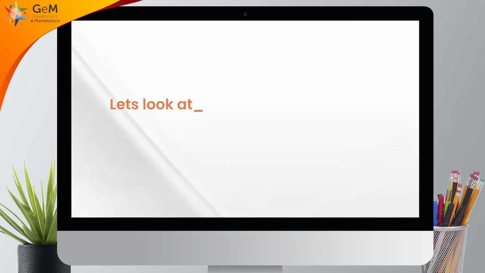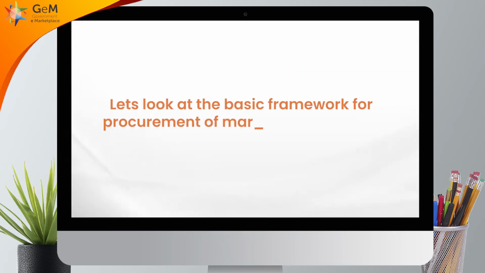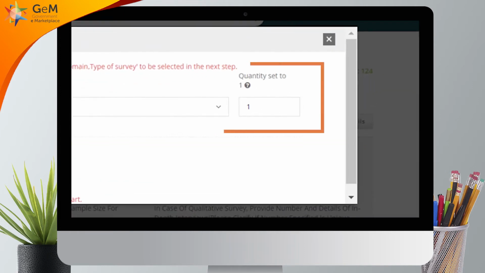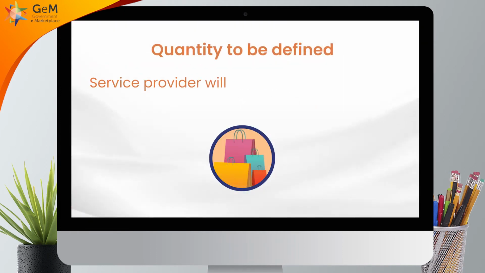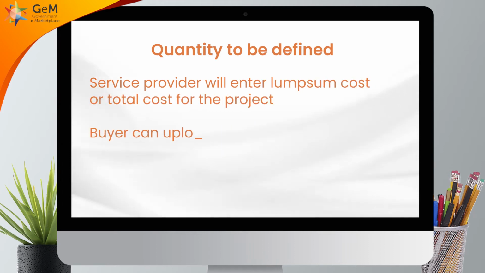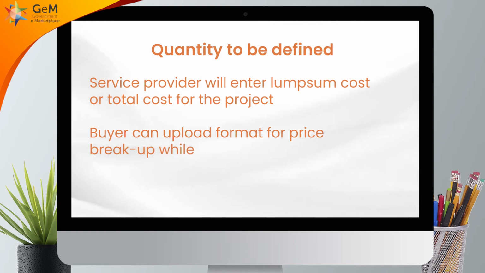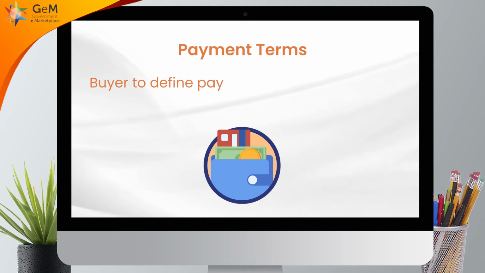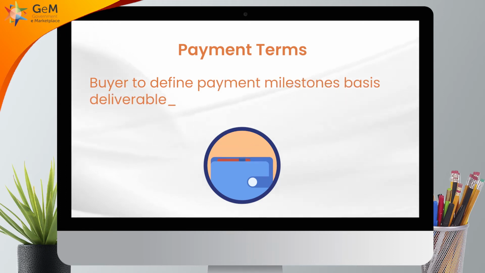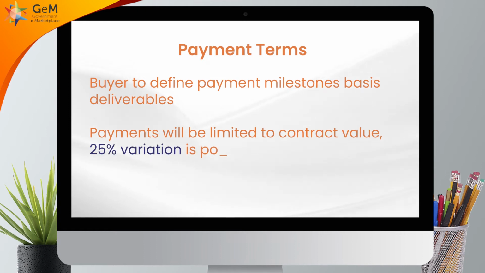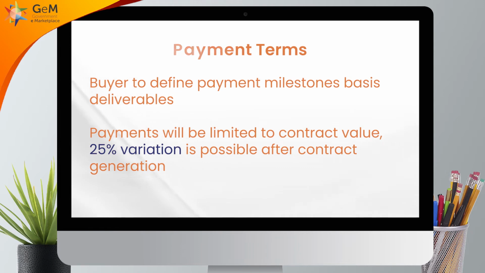Let's look at the basic framework for procurement of market survey service. Quantity to be defined. Quantity can be set to 1. Service provider will enter lump sum cost or total cost for the project. Buyer can upload format for price breakup while creating the bid. Payment terms. Buyer to define payment milestones basis deliverables. Payments will be limited to contract value. 25% variation is possible after contract generation.